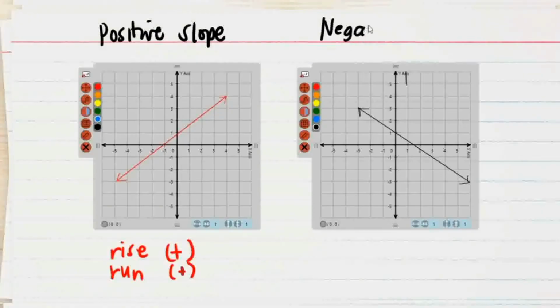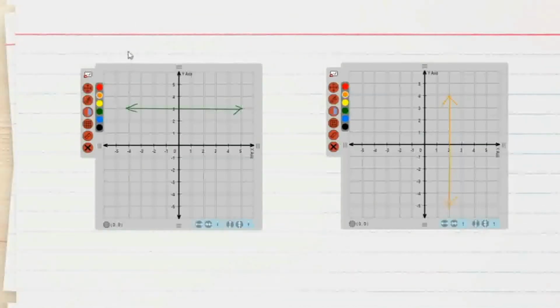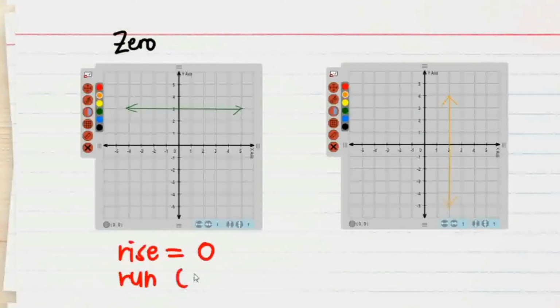And the next is negative slope. Mapapansin nyo, going down siya. So, yung rise niya is negative. And then, yung run naman niya is also positive. Kung may positive and negative slope, meron naman tayong 0 na slope. Sa zero slope, wala tayong change in vertical. So, rise natin is 0. Pero meron tayong run. So, positive yung run natin.